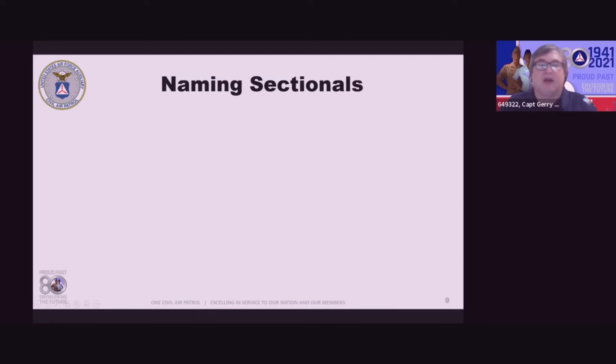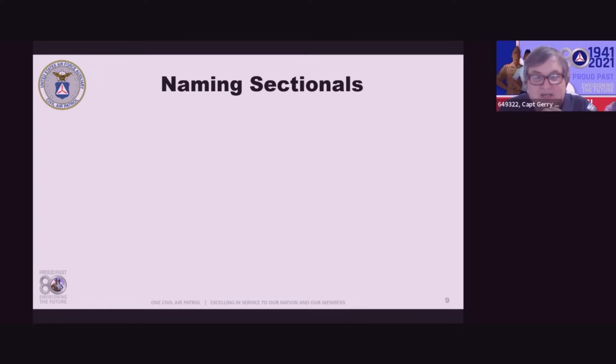Now comes the fun part. When using a sectional chart the size of the USA, we need to have some sort of naming system. So if we wanted to search for a lost family in the Delirium Wilderness area of the eastern UP, we need to know what sectional to get.